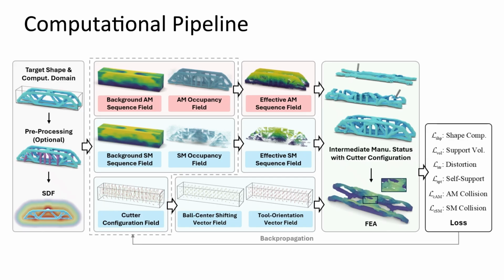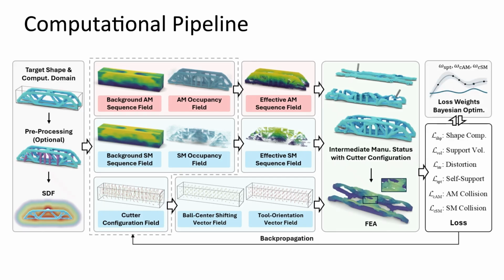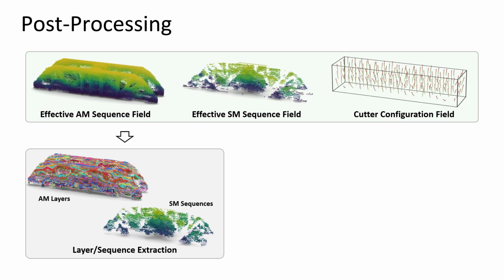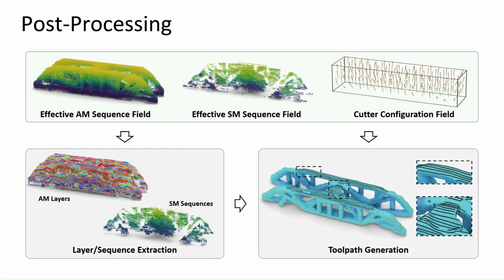The neural fields are optimized through backpropagation, while Bayesian optimization is adopted to determine the best weights. After that, in the post-processing phase, manufacturing layers are first extracted based on the optimized field. The toolpaths are generated thereafter.